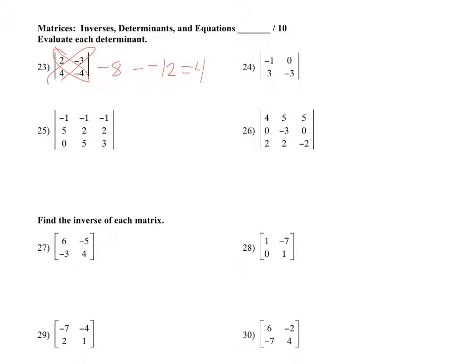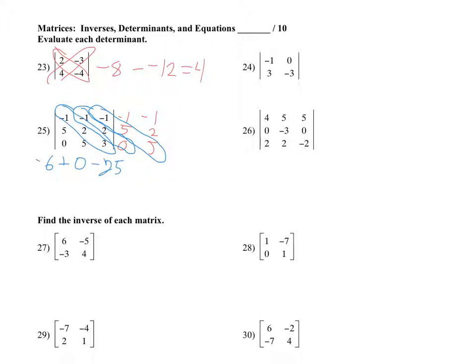For 25, I'm going to rewrite the first 2 columns just to make my life a little bit easier. And what that's going to do is make it so I don't have to loop around when I do my rows. So we got negative 1 times 2 times 3, that's negative 6. Negative 1 times 2 times 0 is going to be 0. And negative 1 times 5 is going to be minus 25.